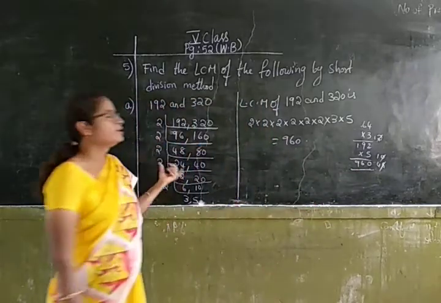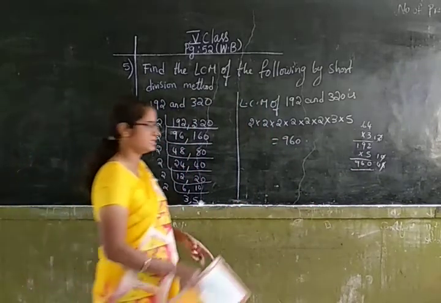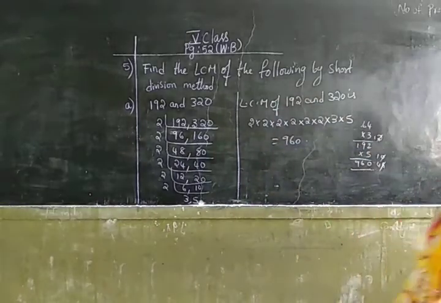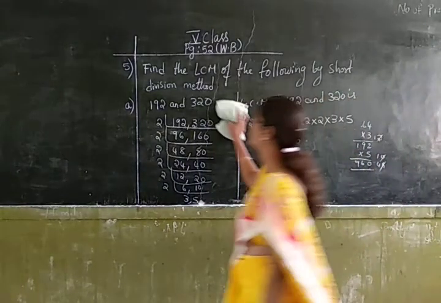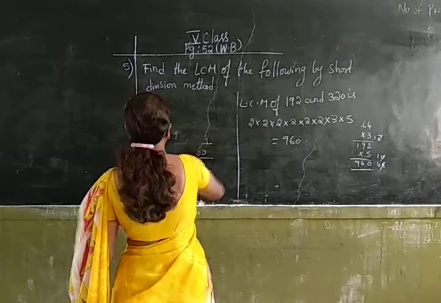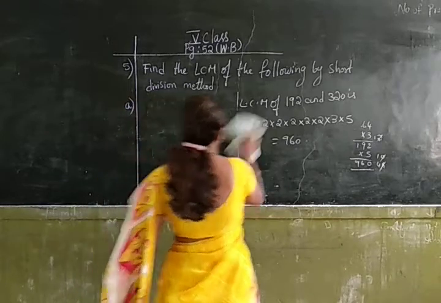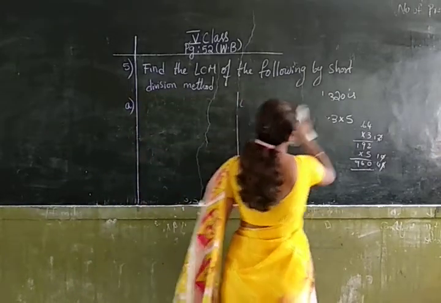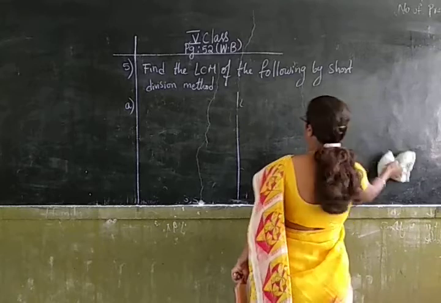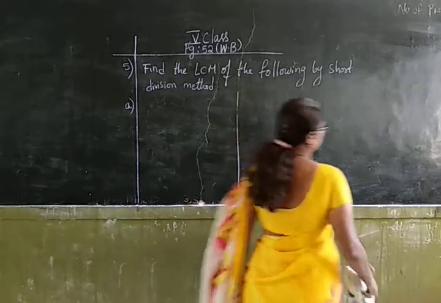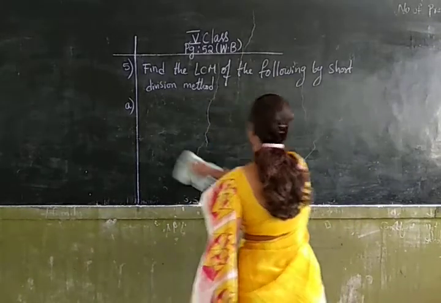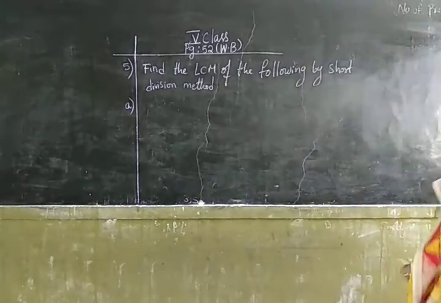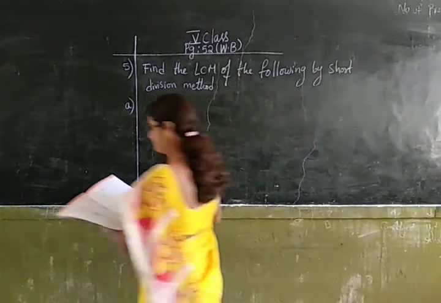So this is the short division method for finding the LCM. Now let us do the B sum.